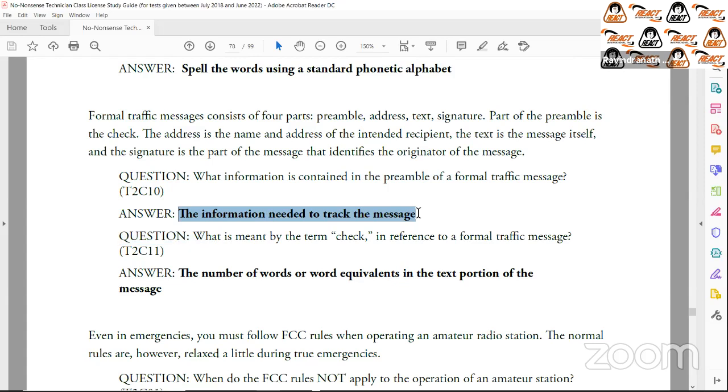The answer is the information that is needed to track the message. So in the preamble, you have that information tracking the message. You can track the message with the information from the preamble section of the message.